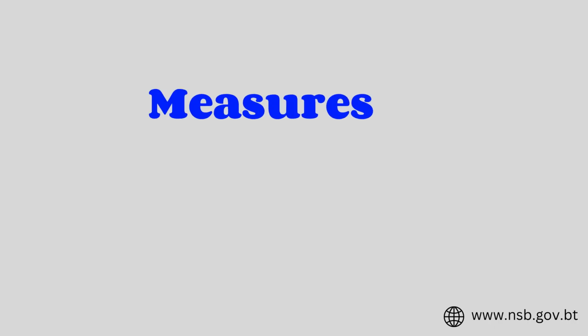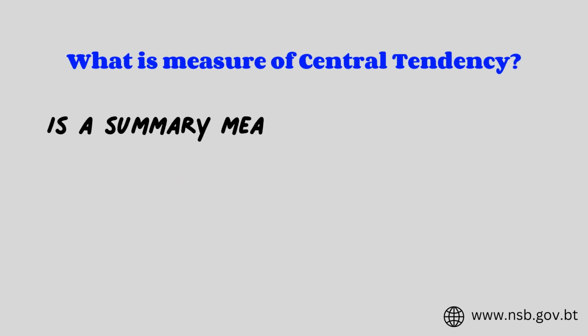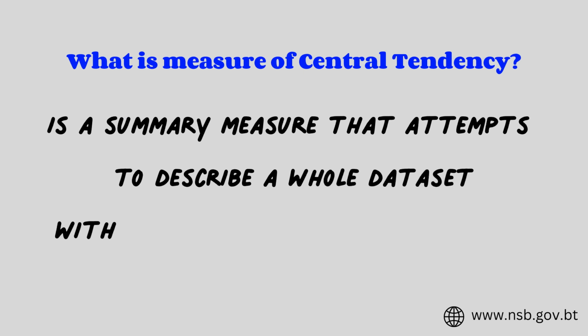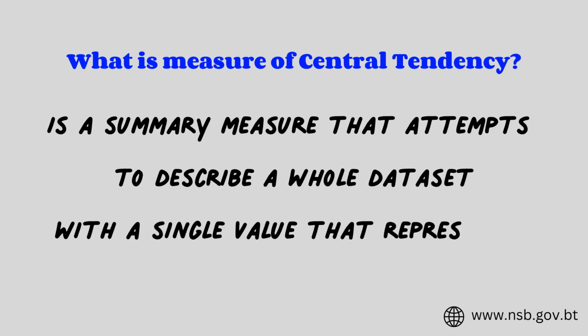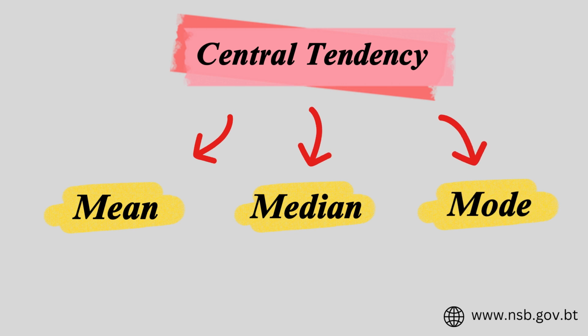Today, we are going to learn about measures of central tendency. A measure of central tendency is a summary measure that attempts to describe a whole data set with a single value that represents the middle or center of the data set. There are three main measures of central tendency, namely mean, median, and mode. All three are valid measures of central tendency under different conditions.